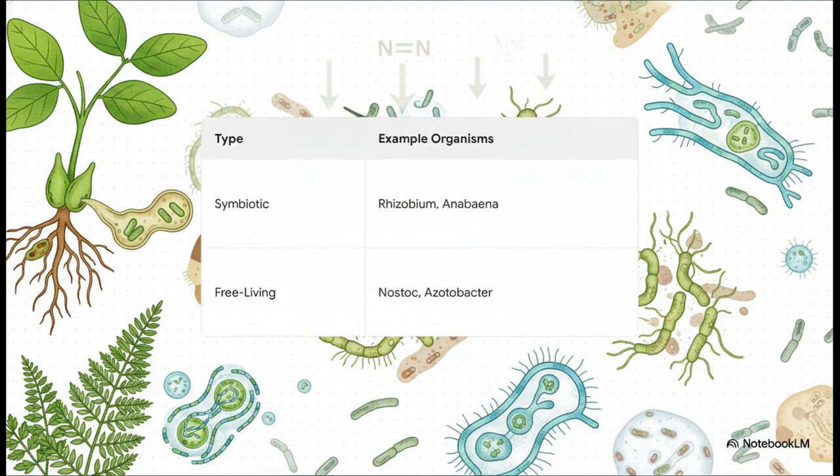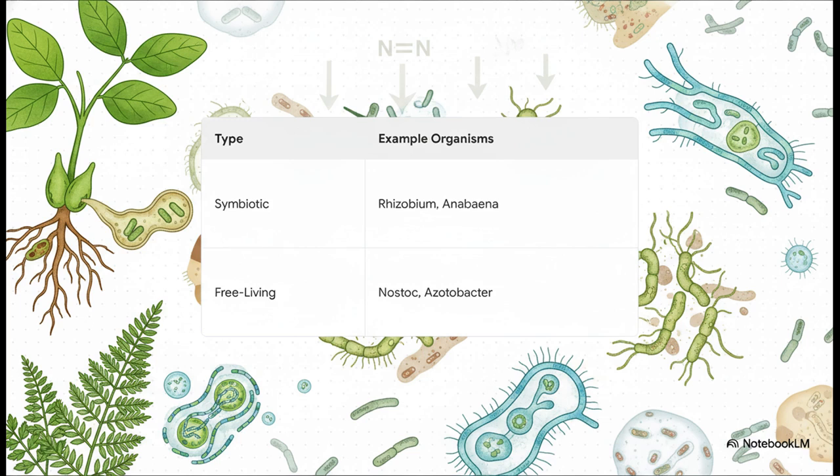So the incredible microbes pulling this feat off basically operate in one of two ways. On one hand, you've got independent free living fixers. Think of these as independent biological fertilizer factories. They just float around in the soil or water, doing the heavy lifting all on their own. This group includes cyanobacteria like Nostoc and aerobic bacteria like Azotobacter.